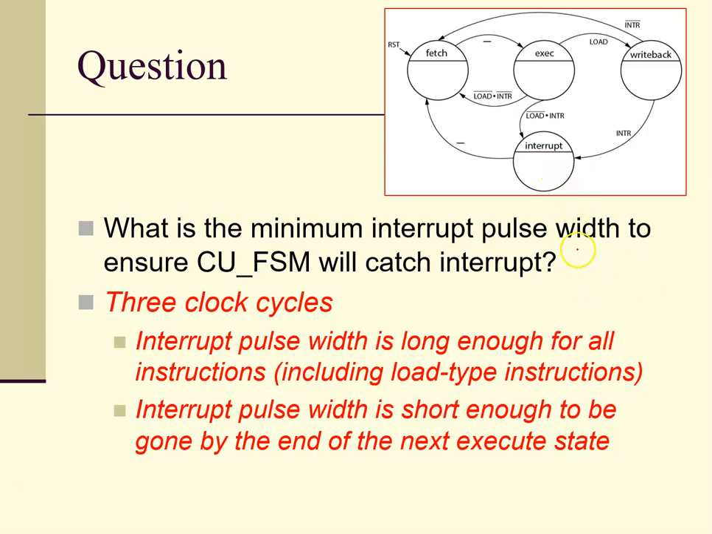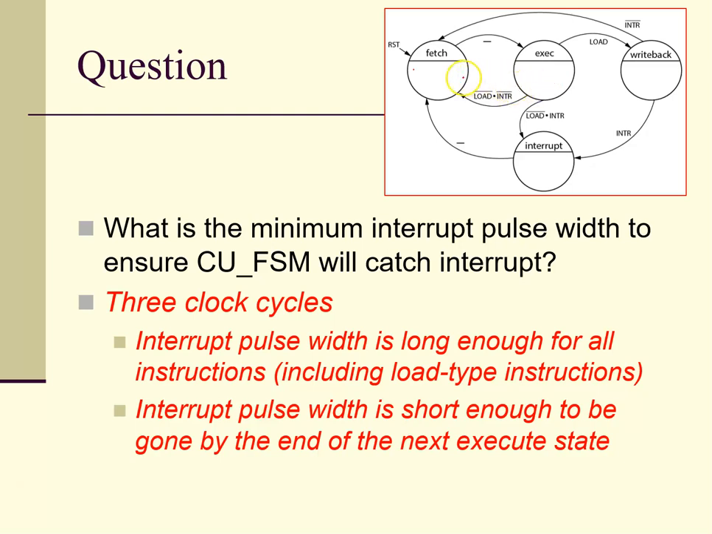The notion is that the interrupt pulse, for just a non-load instruction, needs to be at least 2 clock cycles long, because if it turns on at the beginning of the fetch state, it has to be there at the end of the execute state. That's good, but if it was 2 clock cycles and you got an interrupt during a load instruction, the interrupt would turn off at the end of the interrupt state, and you'd actually miss it.